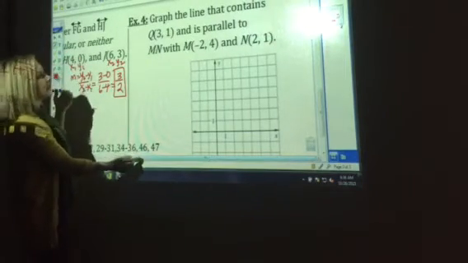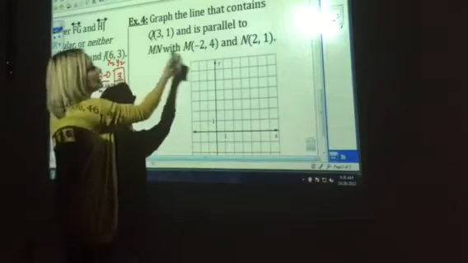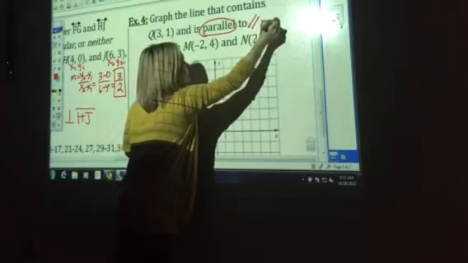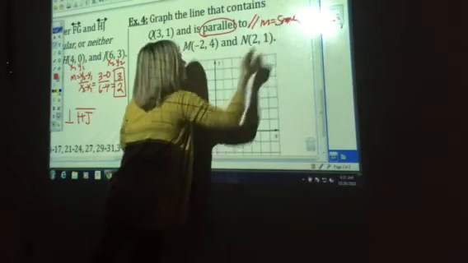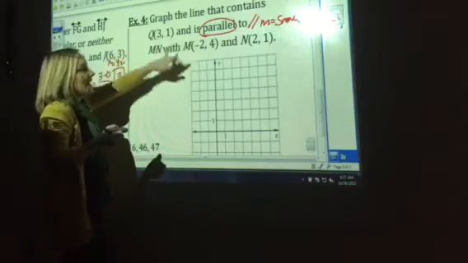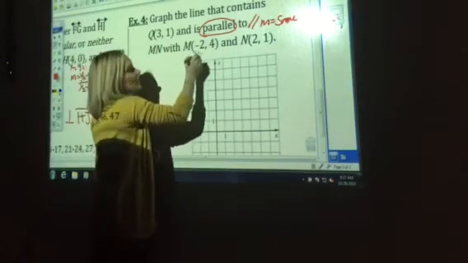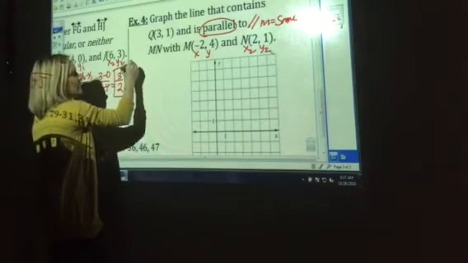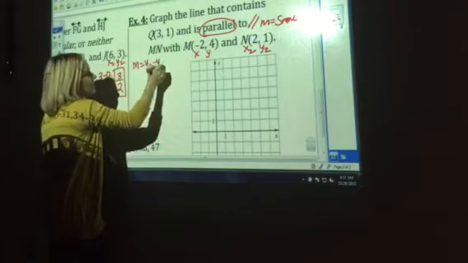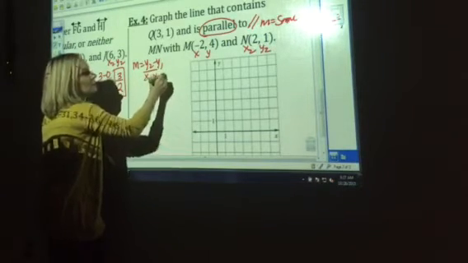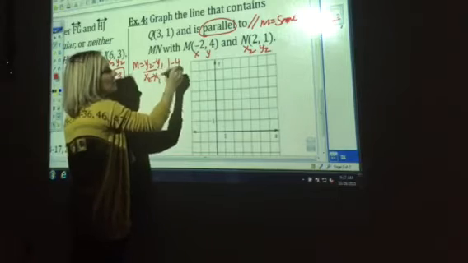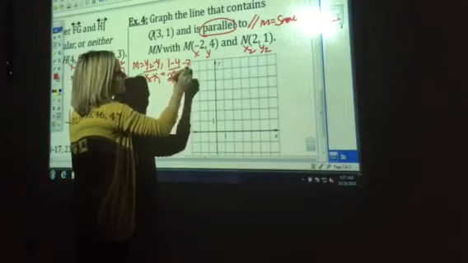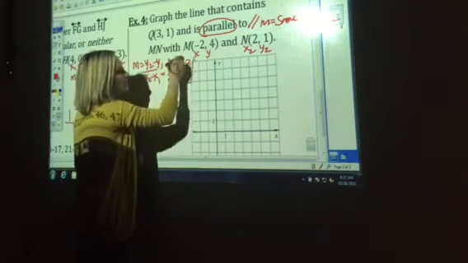All right, last example over here. Graph the line that contains Q, which is 3, 1, with M and N that is parallel to this. If it's parallel, remember the slopes have to be the same. Okay, so in order for us to have this new line that goes to this new point, I need to know what the slope of these two are. So x, y, x2, y2. That means I'm going to have m equals y2 minus y1 over x2 minus x1. So I have 1 minus 4 over 2 minus -2. These two become positive. I have -3 over 4 is our slope, okay?